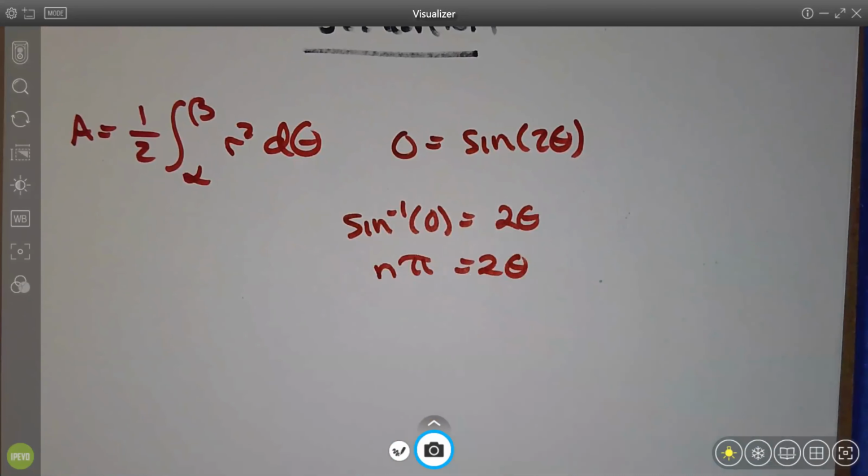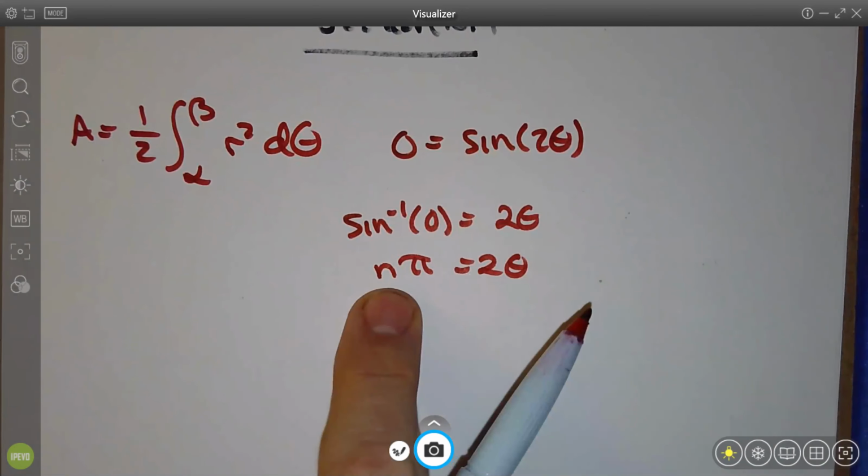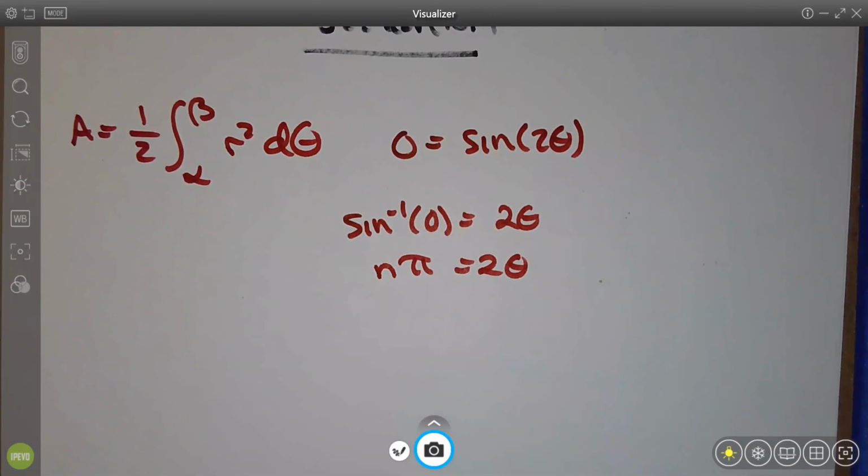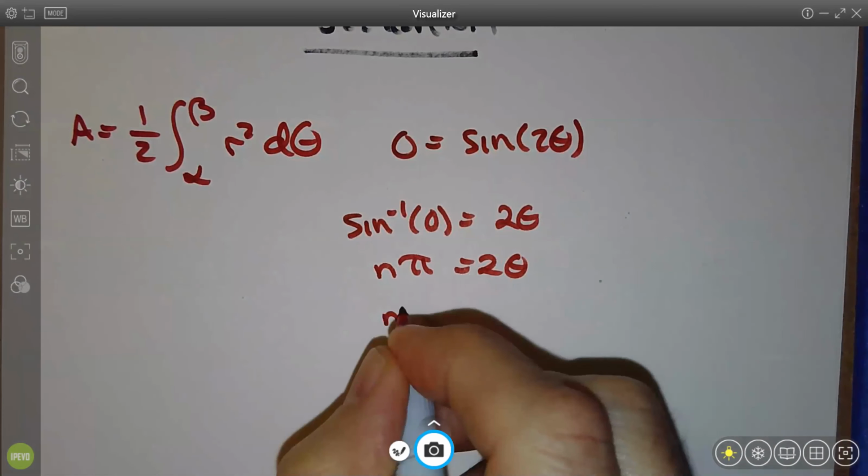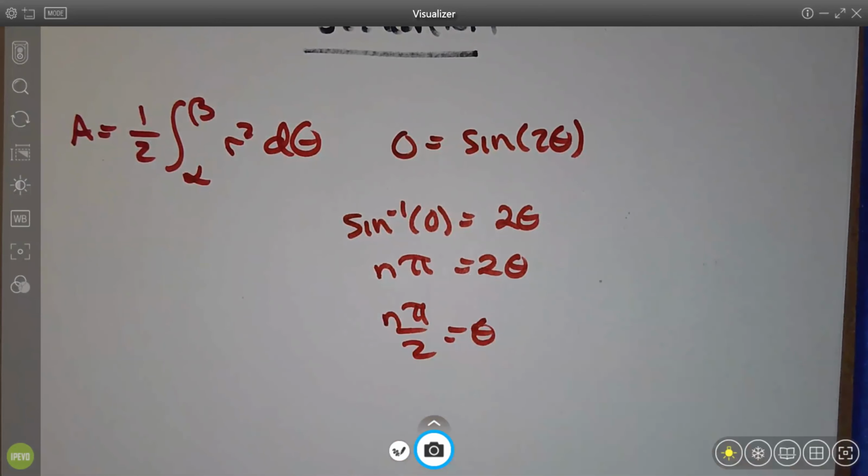for 2 theta. You could see that if you looked at a quick Desmos graph. Let's take a quick look up here. Open up a Desmos graph and graph y equals sine of x. If you needed to remind yourself where sine is equal to 0, it's going to be at 0, pi, 2 pi, 3 pi, 4 pi, basically multiples of pi. So that's where we get this. n is just taking the place of an integer. Now if I divide both sides by 2, I get n pi over 2 equals theta.